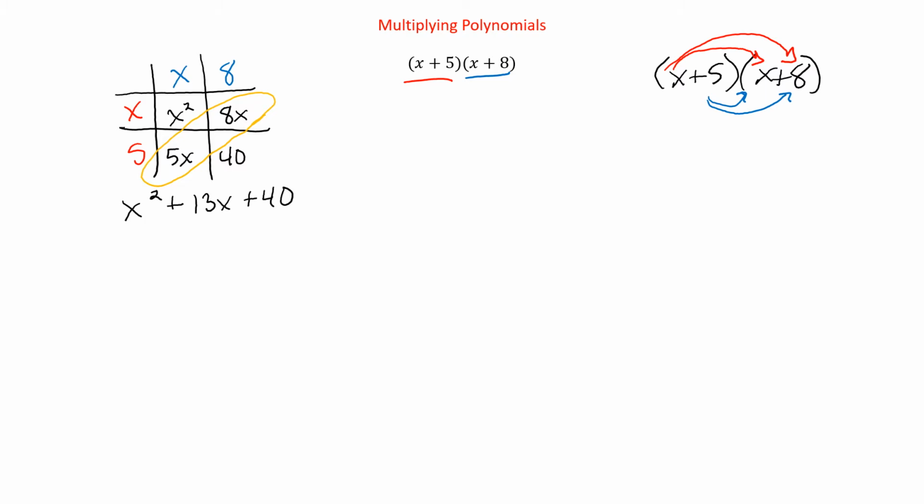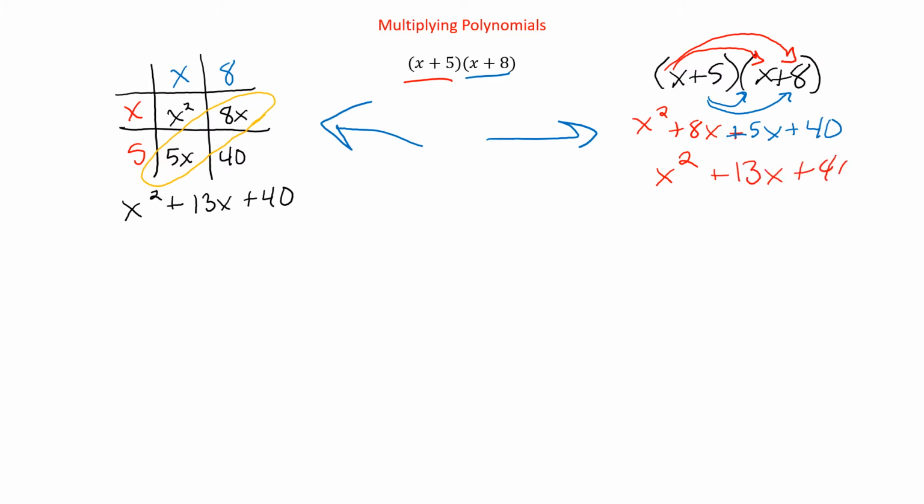So when the x gets multiplied, we have x times x was x squared, and then x times 8 was plus 8x. When the 5 gets multiplied, we have 5 times x is plus 5x, and the 5 times 8 is plus 40. Notice we have the same stuff. And then combine our like terms. We have x squared plus 13x plus 40. So both ways we get it.